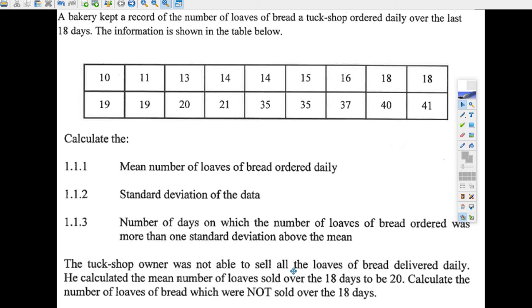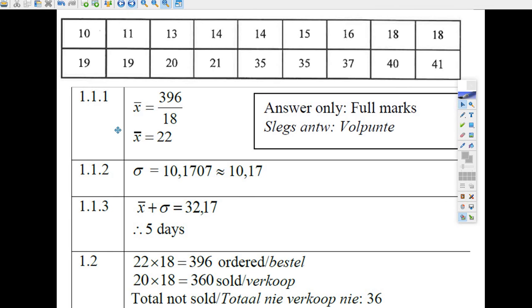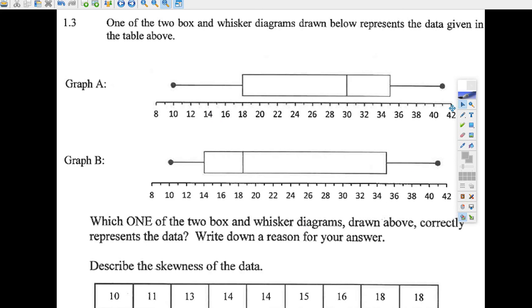The tuck shop owner was not able to sell all the loaves of bread, and it sold a mean of 18 over 18 days. The mean of the numbers sold was 20 every day. Calculate the number of loaves that were not sold. Well, how many were ordered? Well, the mean was 22, so it was 22 times 18 that were ordered, 20 times 18 that were sold, subtract them, and you get the 36 that weren't sold. 36 weren't sold. That was a little bit trickier. Let's look at the next question.